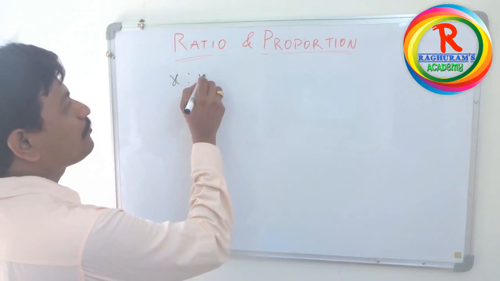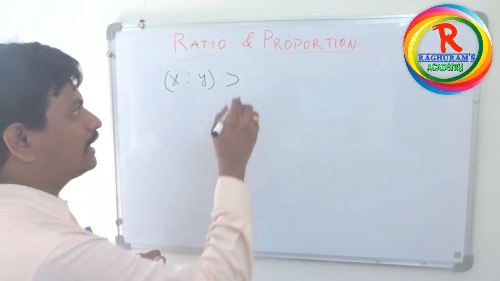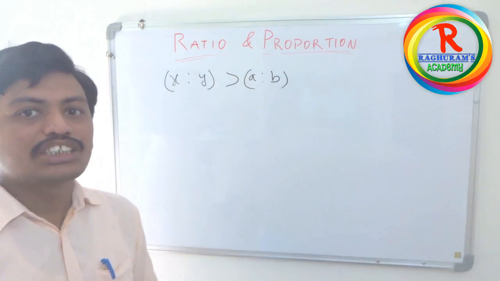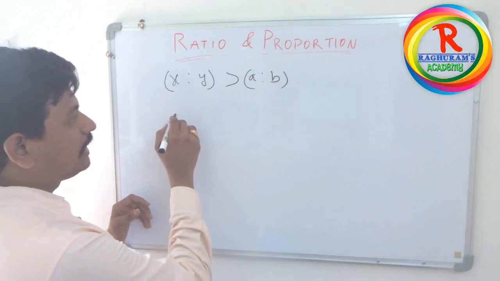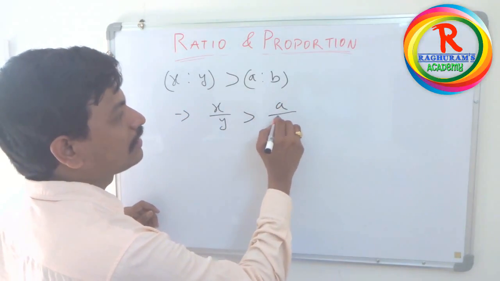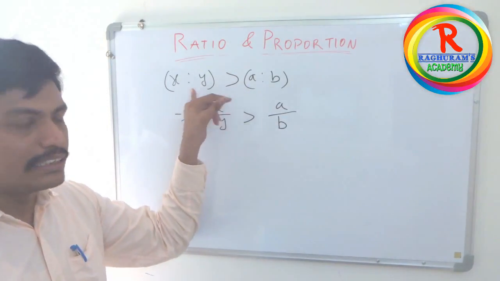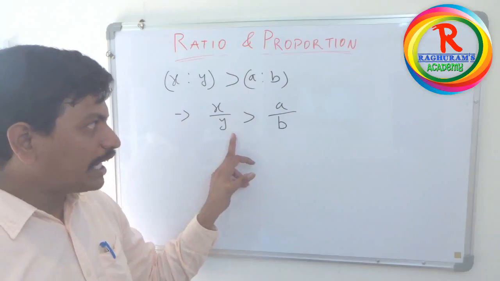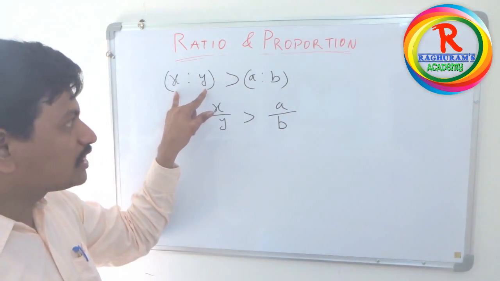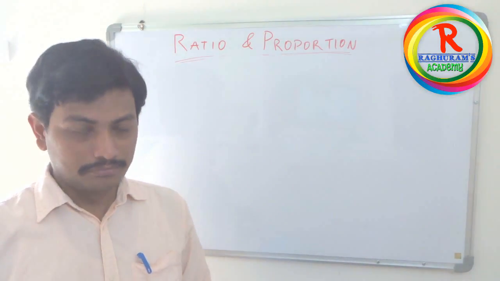So we may get X is to Y is greater than A is to B. It can be written as X by Y is greater than A by B. So we can compare two ratios like this. If X by Y is greater than A by B, then we write that X by Y, the first ratio, is greater than the second ratio, A is to B.